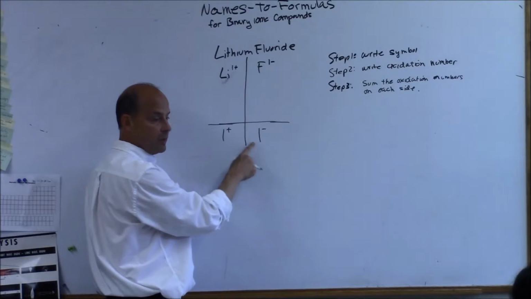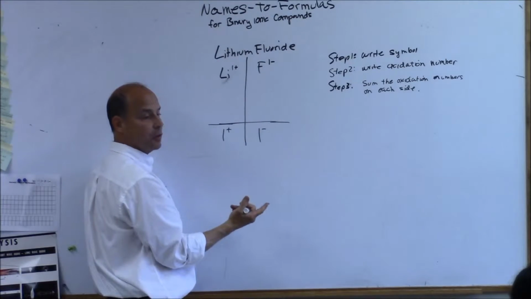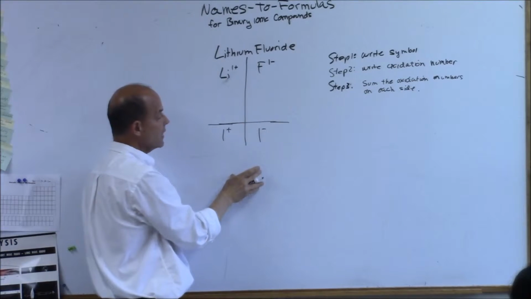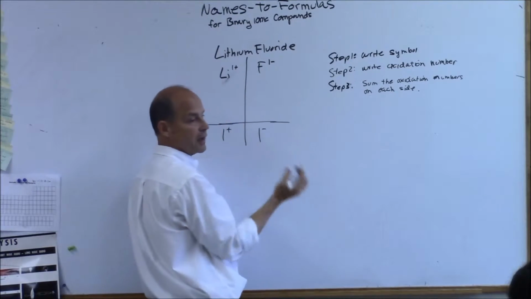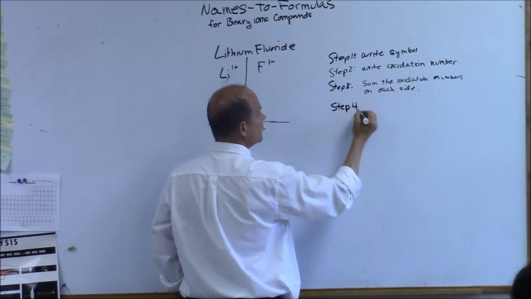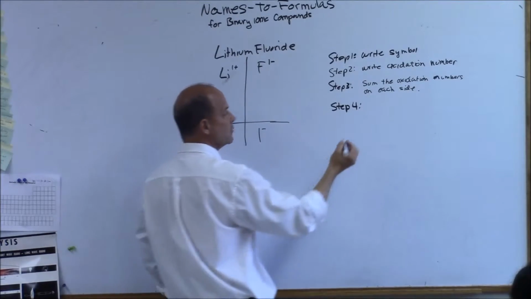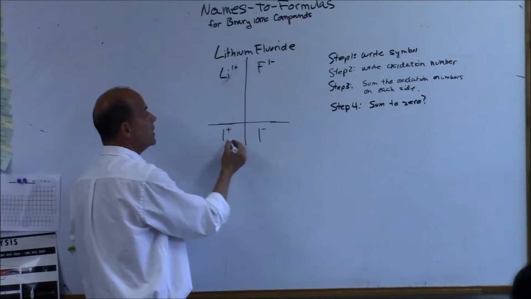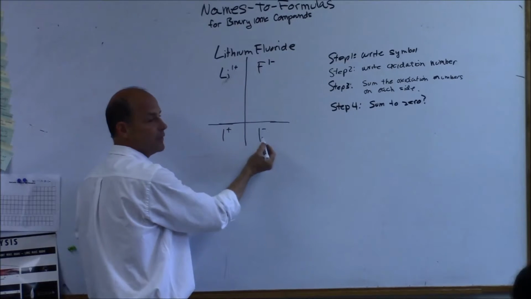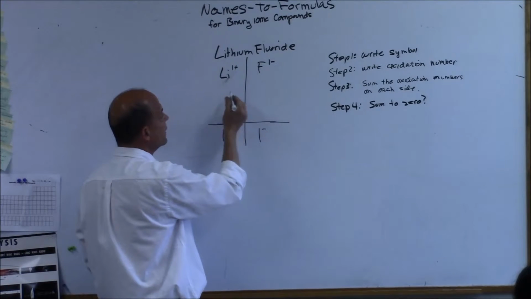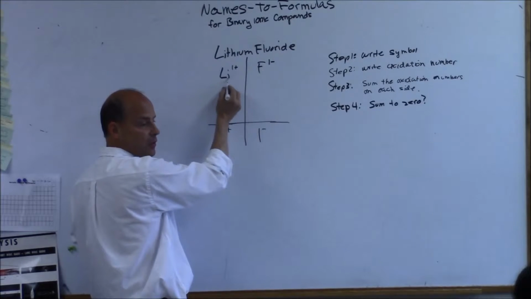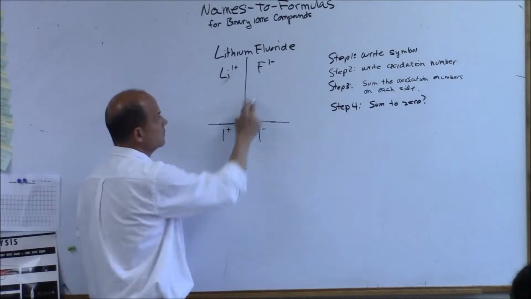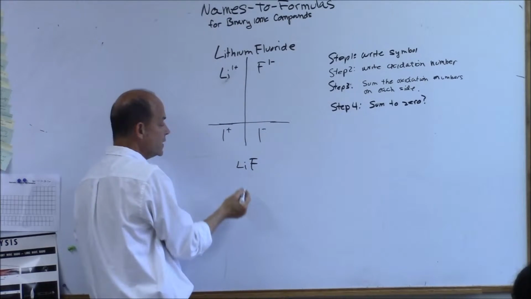Okay, does a +1 and a -1 equal 0? Great, we're done. All we have left to do is to count the number of particles and write the formula. Step 4, you got to figure out if it sums up to be 0. If it doesn't, then you're going to have to do some other stuff. But these both sum up to 0. And so now all you have to do is write the number of particles. How many lithiums do I have? 1. How many fluorines do I have? Just 1. So I just wrote 1, 1.